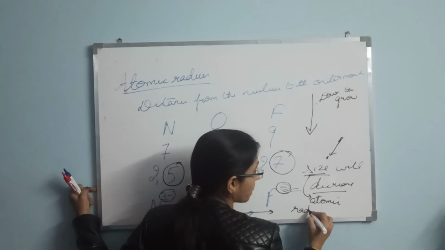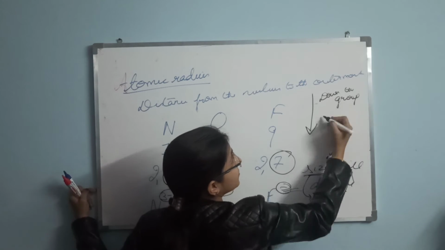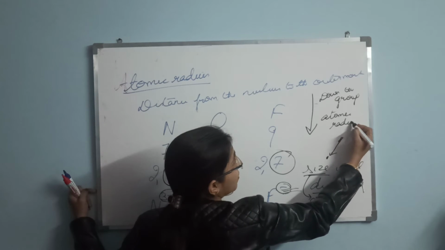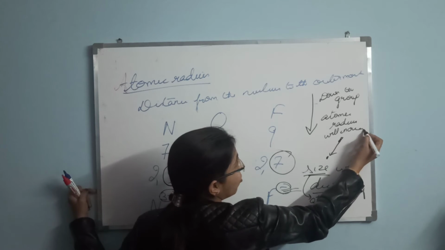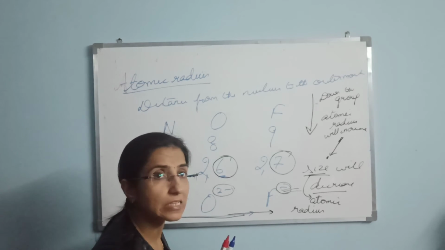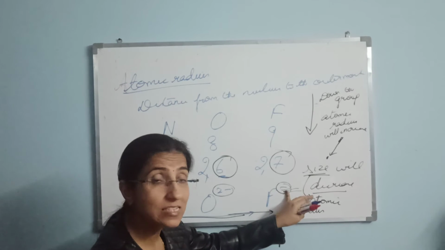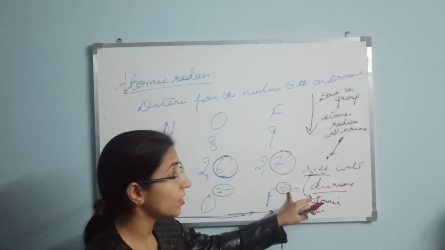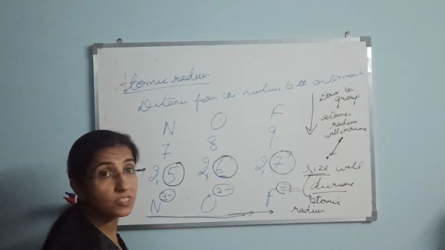Down the group, the atomic radius will increase because the number of shells is increasing, and across the period the size will decrease because of the increase in the nuclear charge. I hope this concept is quite okay with you. I hope you have understood this concept.